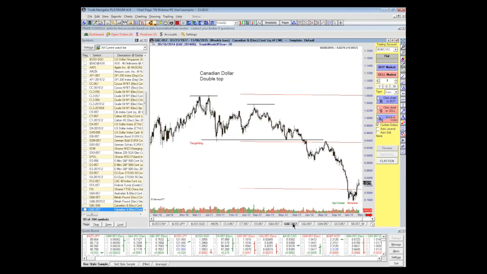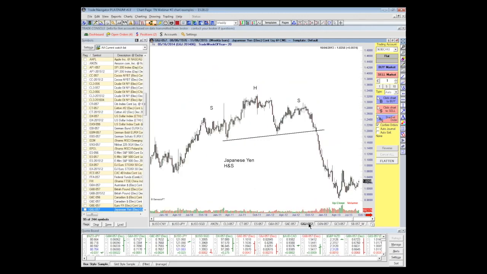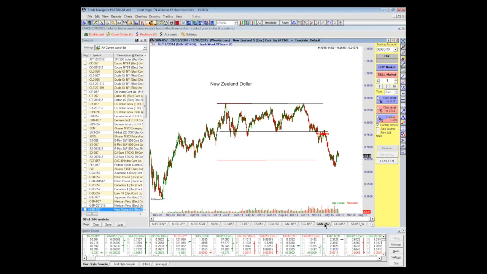Here's the Canadian dollar, and you can see a double top or a failure top. Here's Japanese yen. There's a Head and Shoulders top. This is the futures market, and here's a Head and Shoulders top that was completed in late 2012 that's really led to the entire trend that we've seen in the yen. This is the New Zealand dollar. It's a rectangle top.